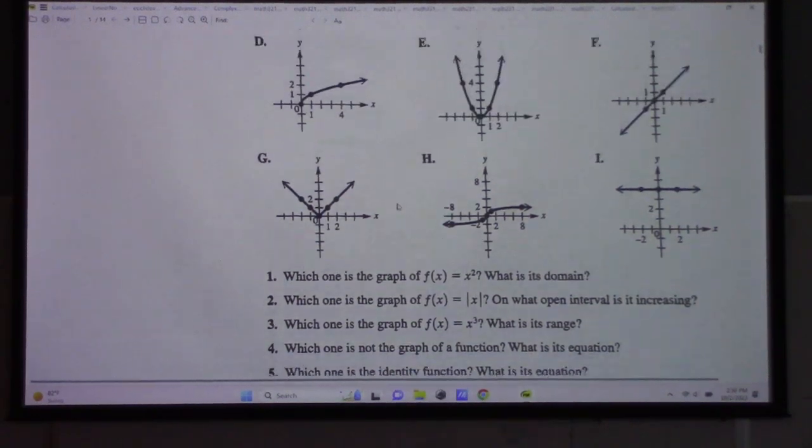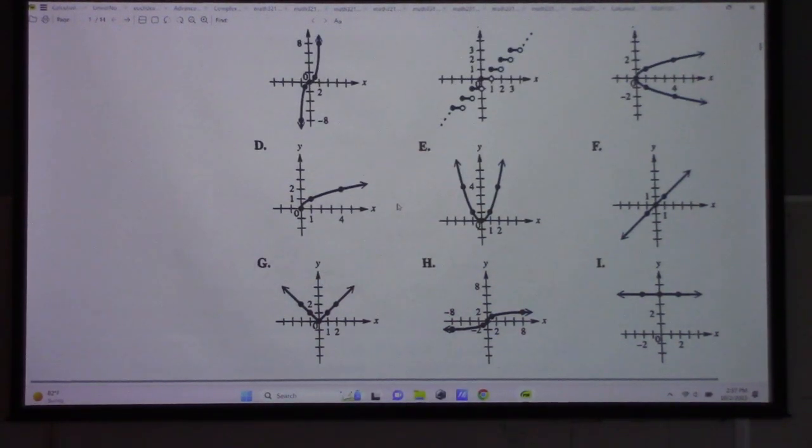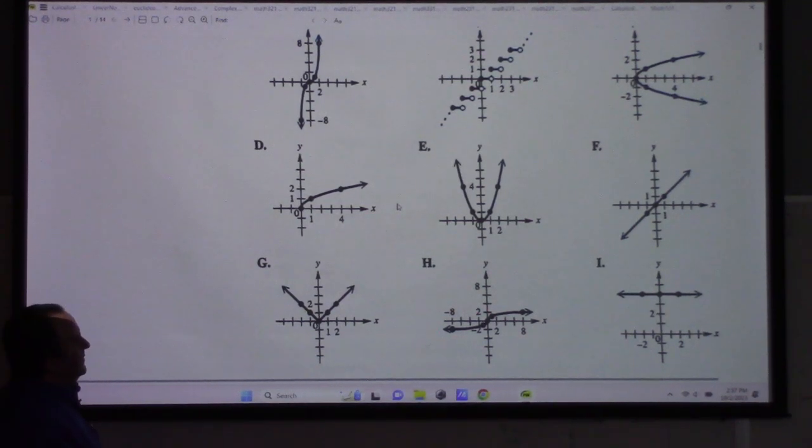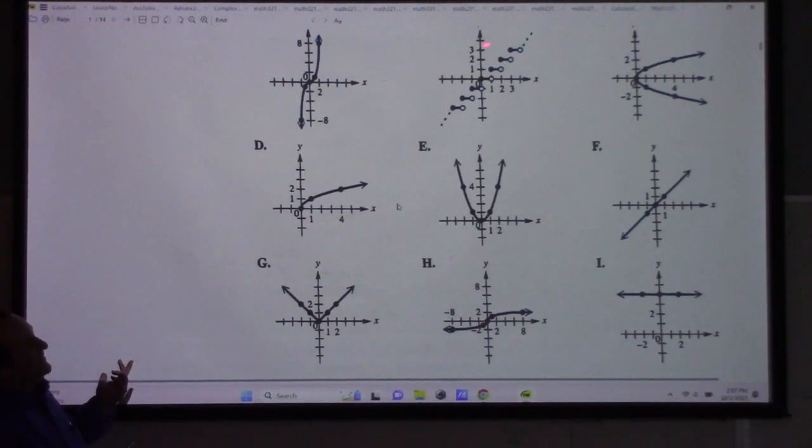Which one of these is the cube root? Can you guys tell me? H is the cube root. Of these graphs, which graph is not continuous? A? C? I think it's B. Yeah, it's this one, whatever this is, right? So apparently B, right? Yeah. Very good.